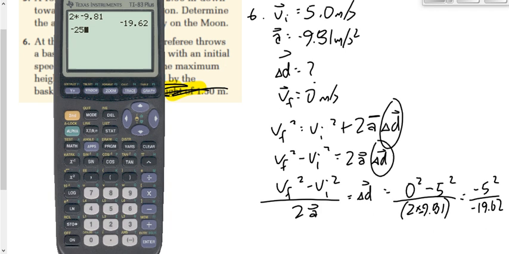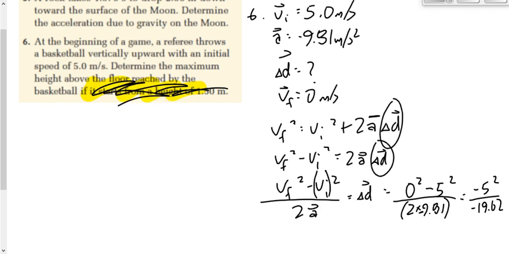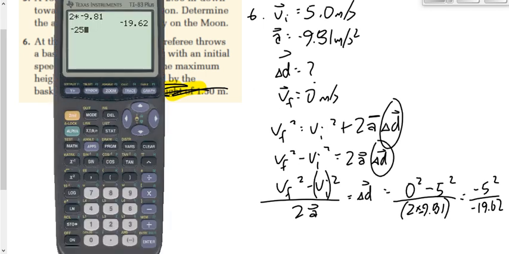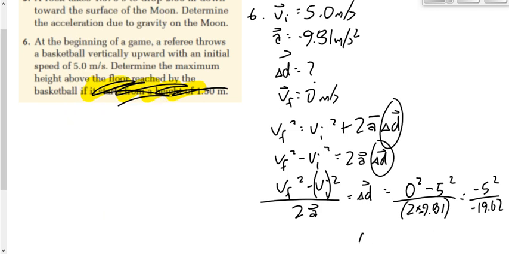It's VF squared minus VI squared. So it's like saying, square the VI, don't square the negative VI. So it's still negative 25 divided by negative 19.62, which gives me 1.27 meters. But that's not my answer. This is how high it goes above where it started. If I want to know how high it goes above the floor, what do I have to do? Add what? Because it started 1.5 meters above the floor, right?